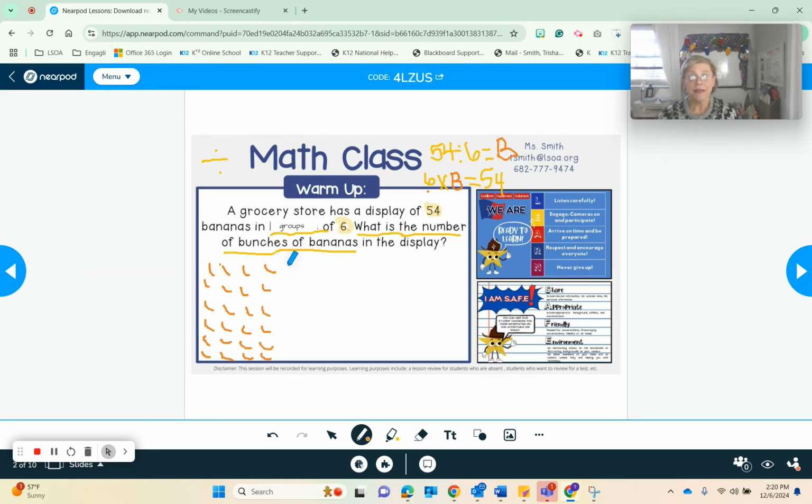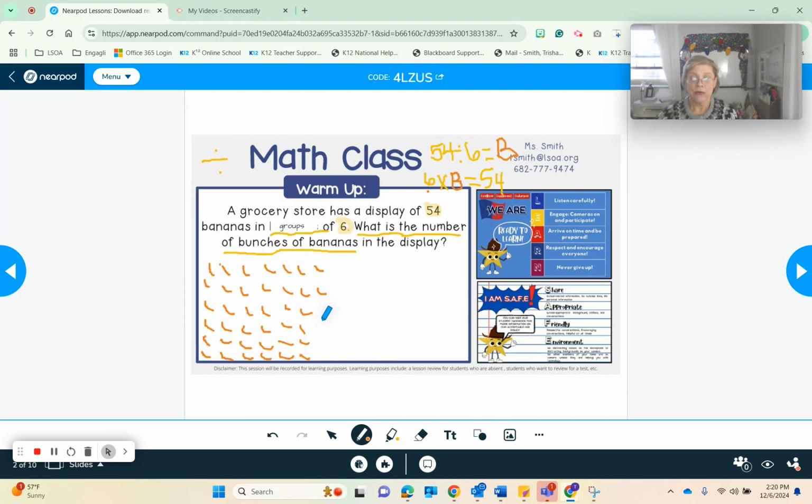Keep going, Miss Smith. 1, 2, 3, 4, 5, 6. Am I done yet? Nope. I have 6 in each column. I have 5 columns. 6 times 5 is 30. Keep it up. I have to get to 54. 1, 2, 3, 4, 5, 6. I have 6 columns. 6 in each column. 6 times 6 is 36.